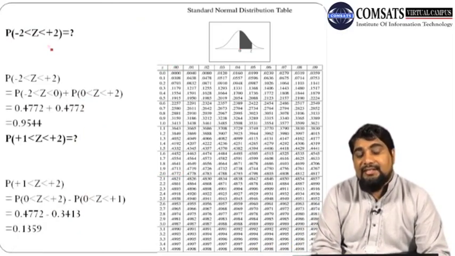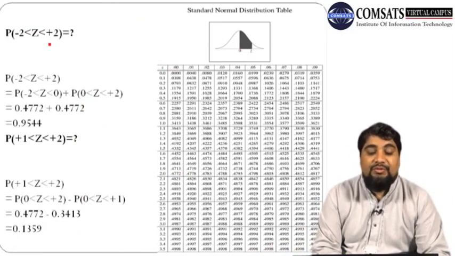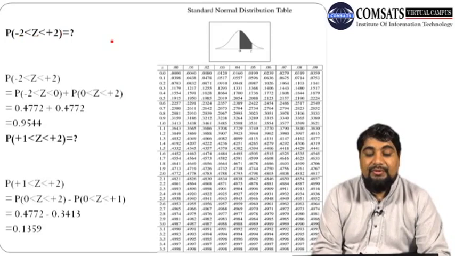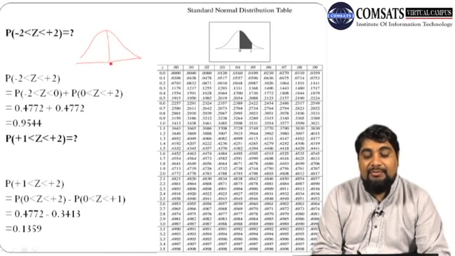Now let us consider another case. Suppose we are interested in calculating the probability that z lies between -2 and +2. Here is the mean 0, here we have -2, and here we have +2.